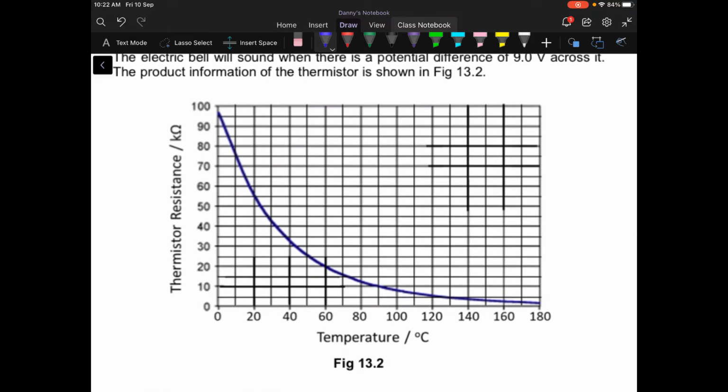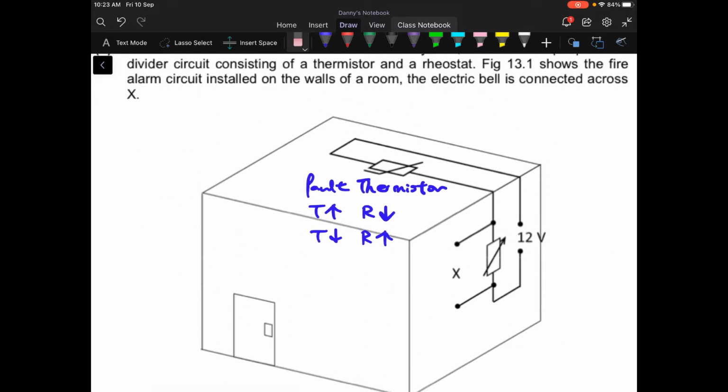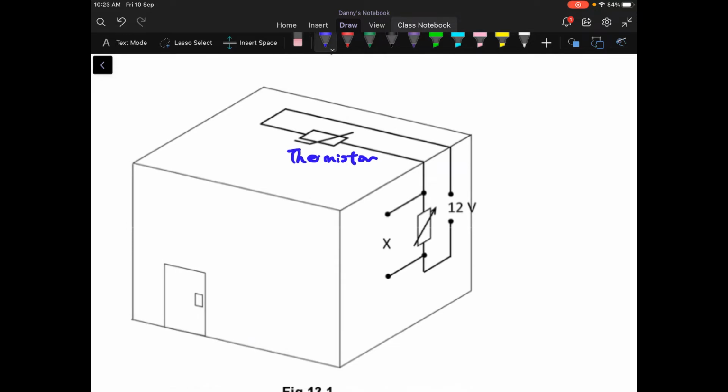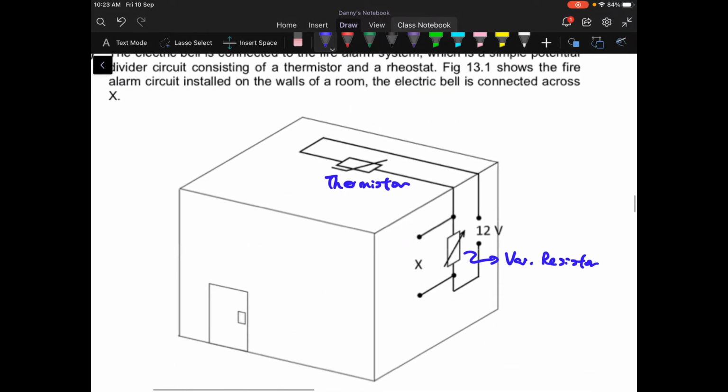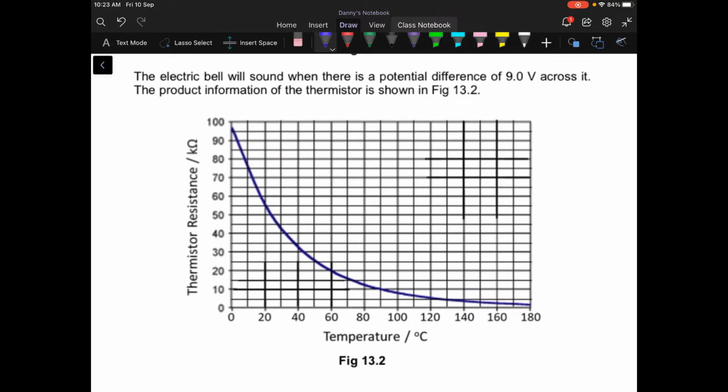But if the question provides you with information on the thermistor, for example, in this case there's a graph showing you how the resistance of the thermistor will change according to temperature, then you shouldn't rely on the default behavior. You should look at the graph and then make a decision. The other thing about this potential divider is that there is a variable resistor over here as well. And you were told that there is a 12-volt supply.